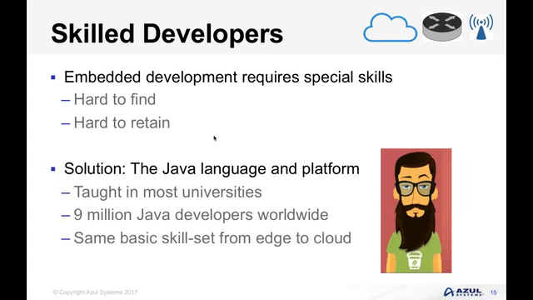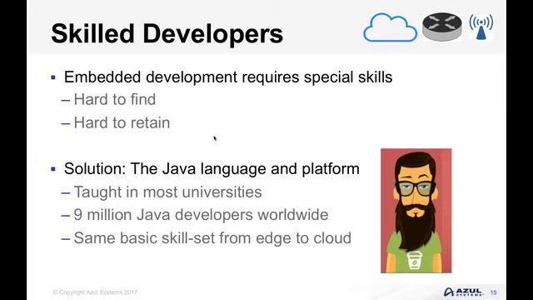So the Java language, the Java platform, what you'll find is that most universities teach Java as a programming language. So it's actually very easy to find programmers straight out of university who know how to use Java. If you ask people like Oracle, who are the custodian of Java, they will tell you that there are 9 million Java developers worldwide. Now, not quite sure that that's a true number, but I think it's justifiable to say that there are certainly millions of Java developers worldwide. So it's relatively easy to find Java developers.